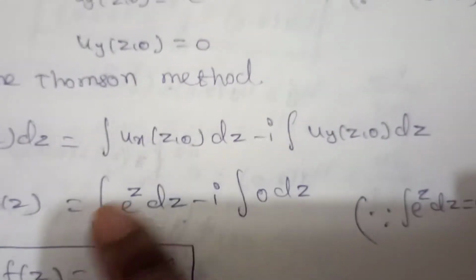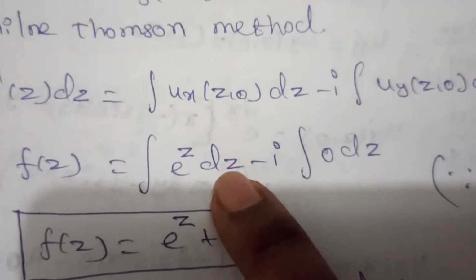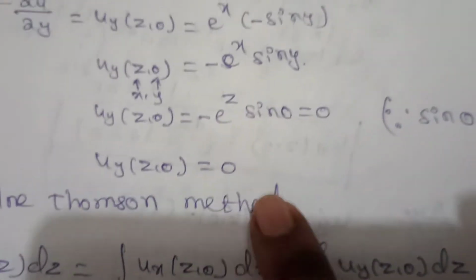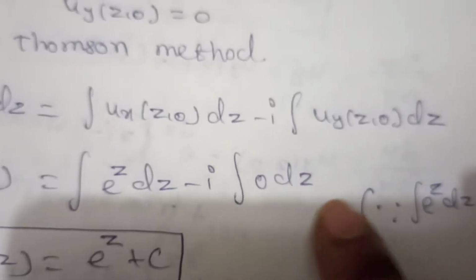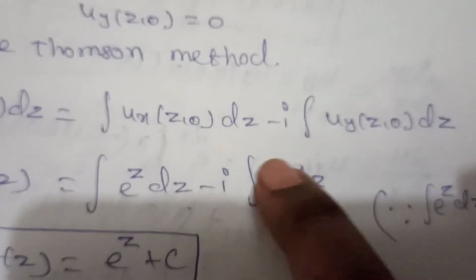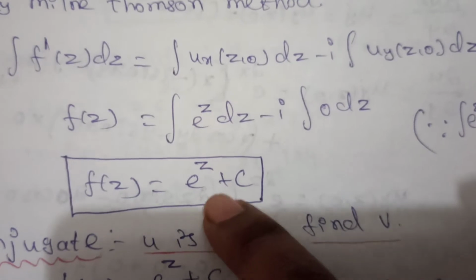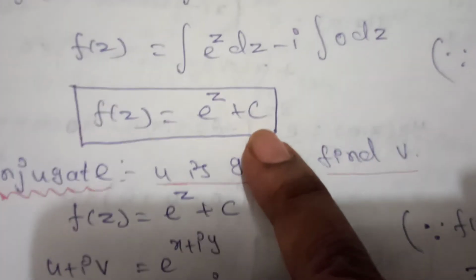now substitute the values of u_x and u_y here. The integral and derivative cancel, so f(z) is equal to the integral of u_x, which is e^z, dz minus i times u_y, which is 0, dz. Zero times anything becomes 0, so that term cancels. So f(z) is equal to the integral of e^z, which is e^z plus c. So f(z) becomes e^z plus c.